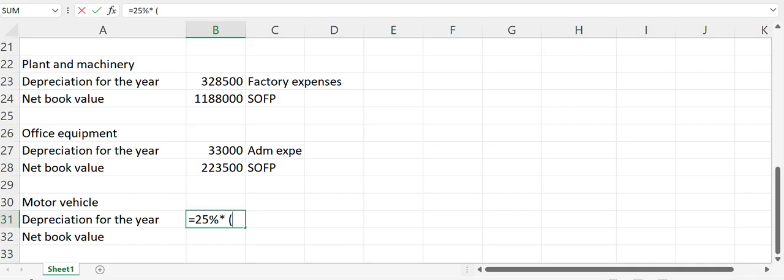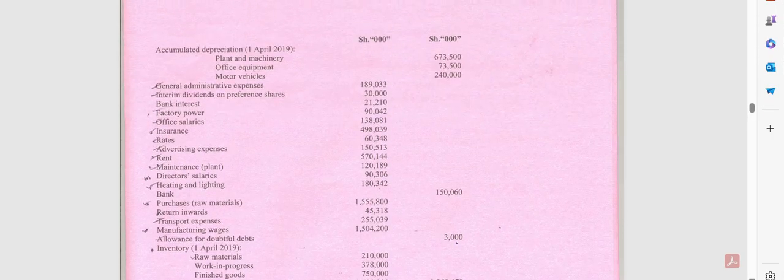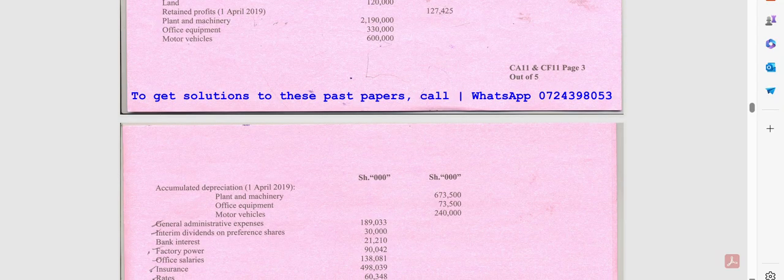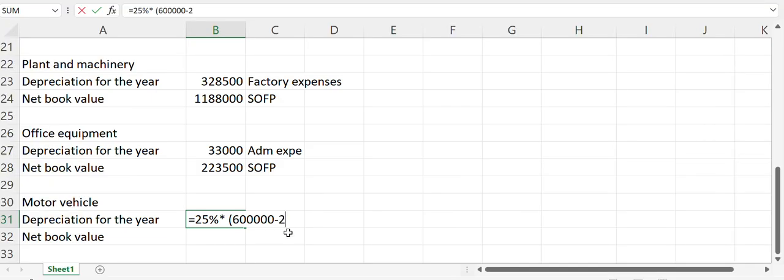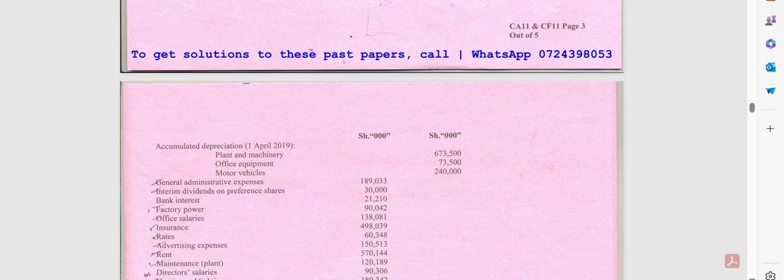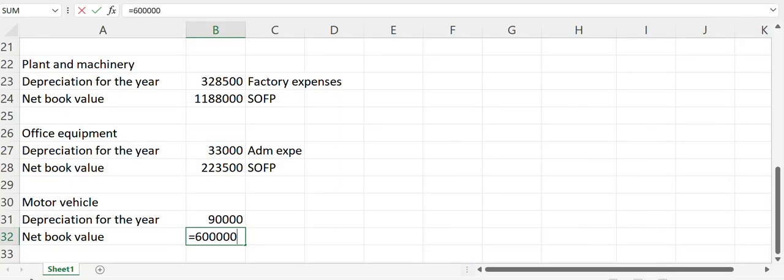Then we open bracket, because remember, for reducing balance, you have to subtract the accumulated depreciation from the cost. So the cost is 600,000, minus the accumulated depreciation of 240,000. So we get what? 90,000.